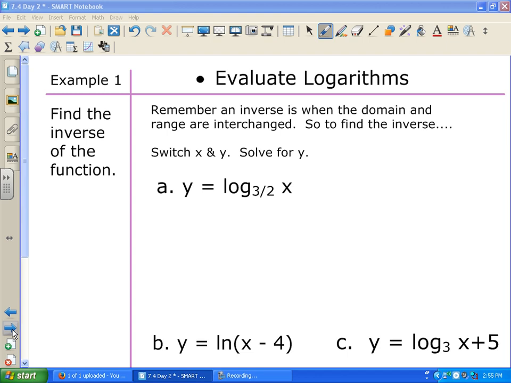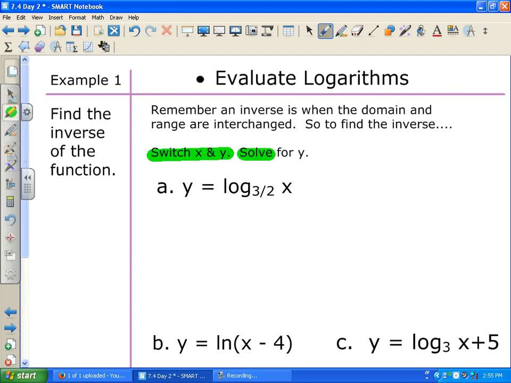General idea, connection piece on this. When we find an inverse, we flip-flop the x's and y's, and then we resolve. Big picture idea, because it will come into play later. If we flip-flop the x's and y's, then it should make sense to you. What was a domain before is now a range. What was a range before is now a domain.